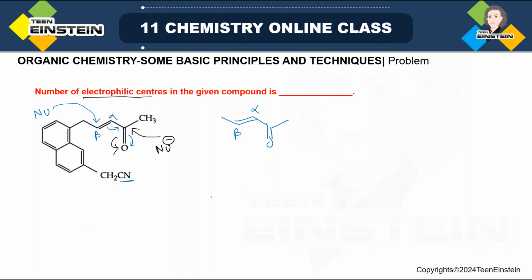Now this part, if you draw it elaborately, it will be like this. In this case also, if you treat it with a nucleophile, then the negative charge will be over nitrogen. So nucleophilic attack is possible. So these will be the three positions where nucleophilic attack will be possible. So the answer should be 3.